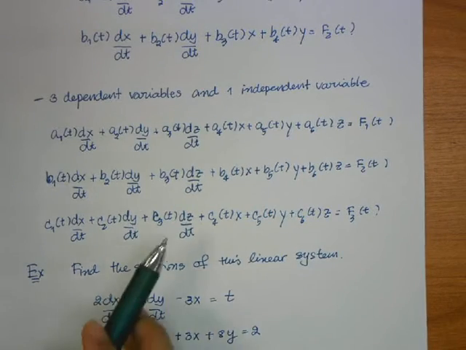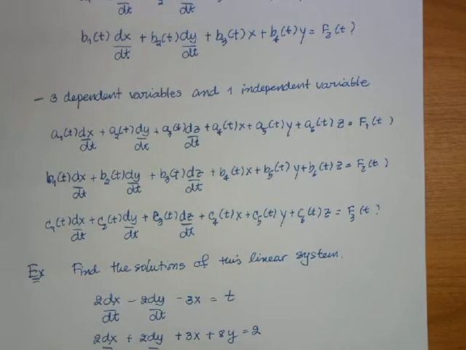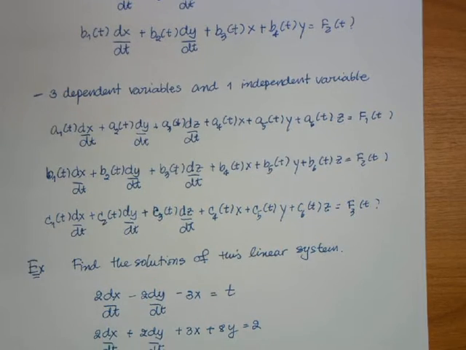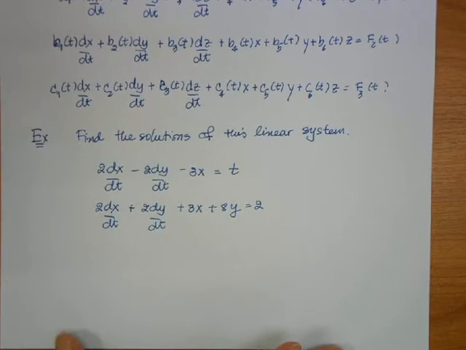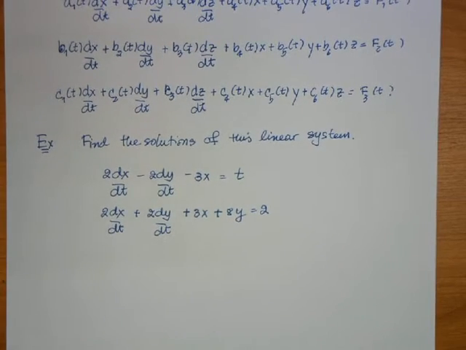And here is an example where you have three dependent variables, which are x, y, and z, and you have one independent variable. So the question is, how can we find the solution of this type of differential equation? Let's take a look at this example first. Find the solution of this linear system.